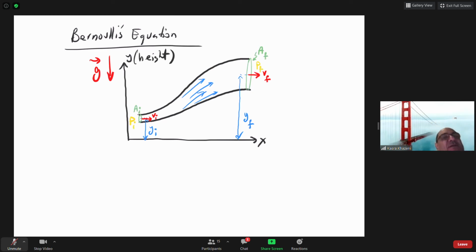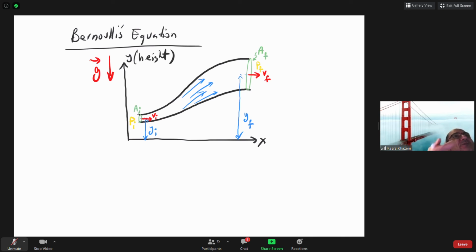So you can see this is a rather complicated situation: some fluid that goes from a certain height y initial to a final height of y final, and the pressure at the inlet is different, the area at the inlet is different, and then the outlet pressure and cross-section area, and even the velocities are all different. Okay, so now we want to find the relationship between all of these parameters, the inlet parameters and outlet parameters.